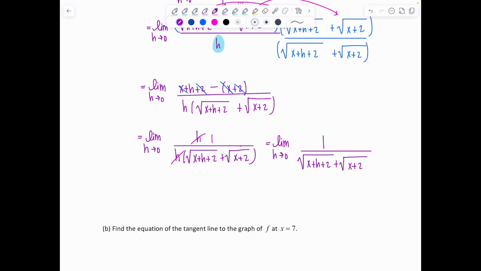Now I can take the limit. Now I can substitute in 0 for h, and I don't write lim anymore. The limit was as h is going to 0. As soon as there's no more h's in here, stop writing it. So this would be square root of x plus 2 plus square root of x plus 2, which would be 1 over 2 square root x plus 2.